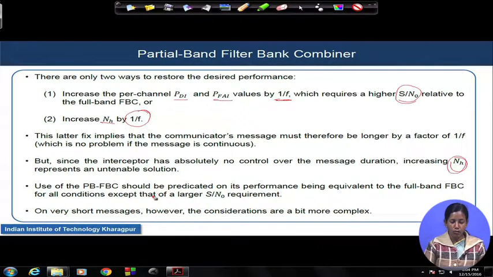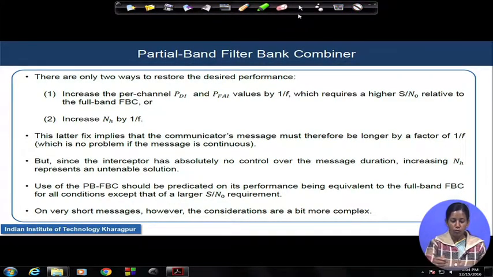And the use of PBFBC should be predicated on the case that its performance can be improved by using a larger value of S by N0 requirements. So for a very short message, to keep this requirement itself is a problem. You should understand that limitation of PBFBC.